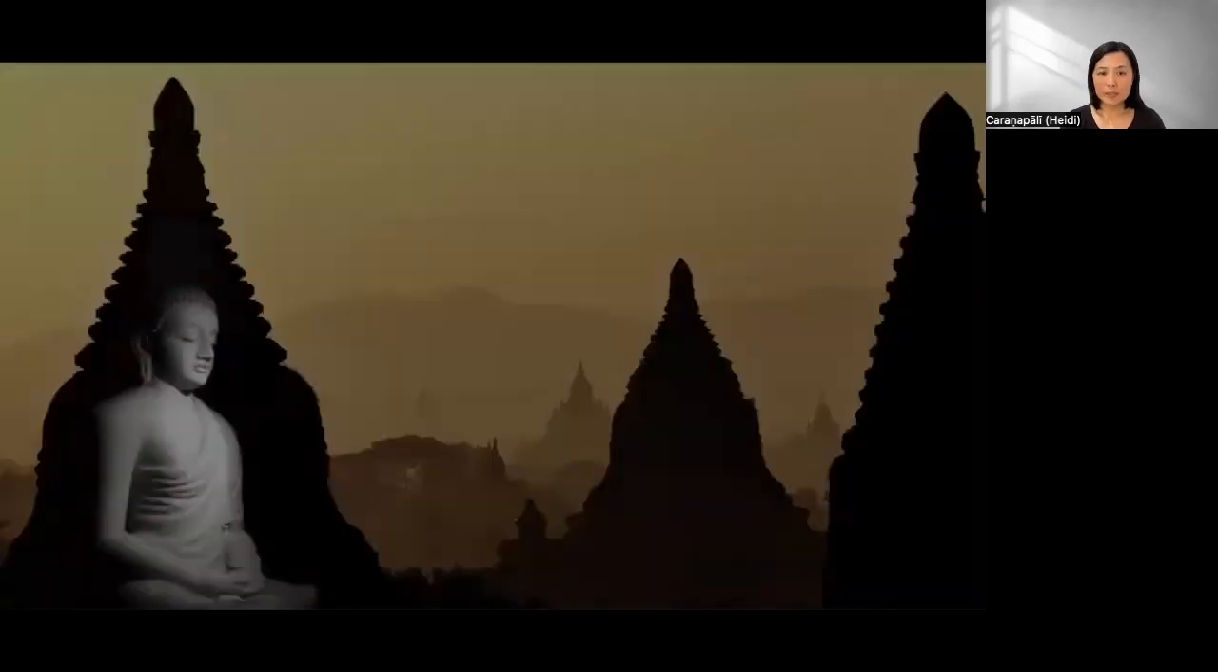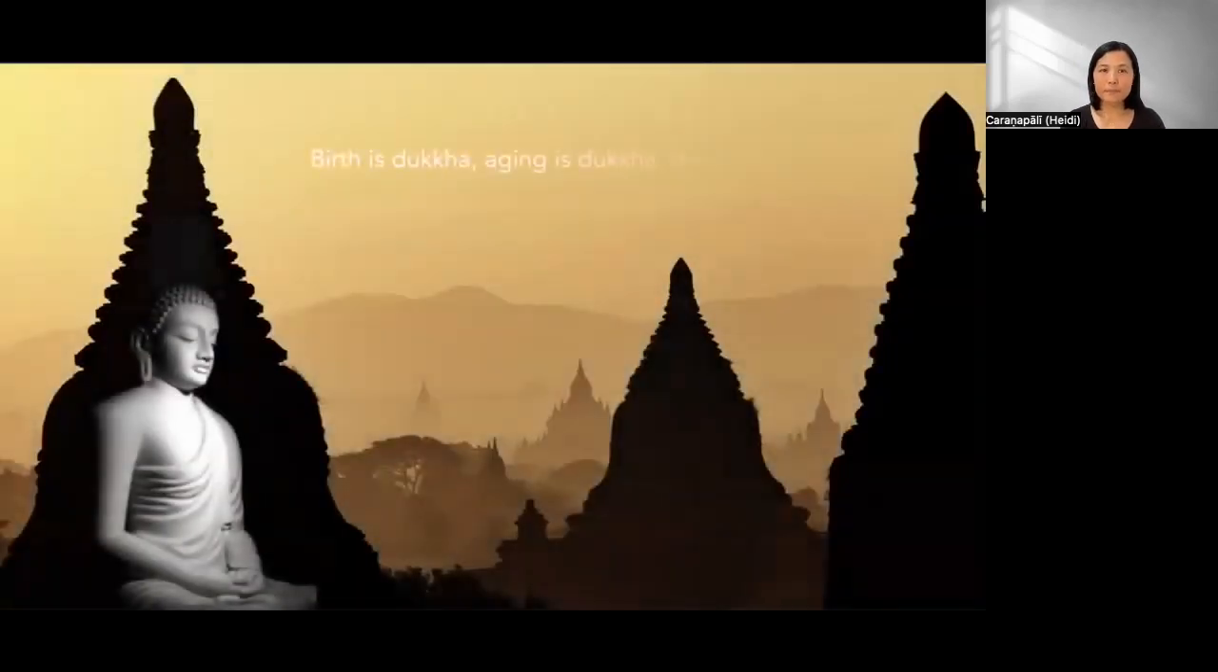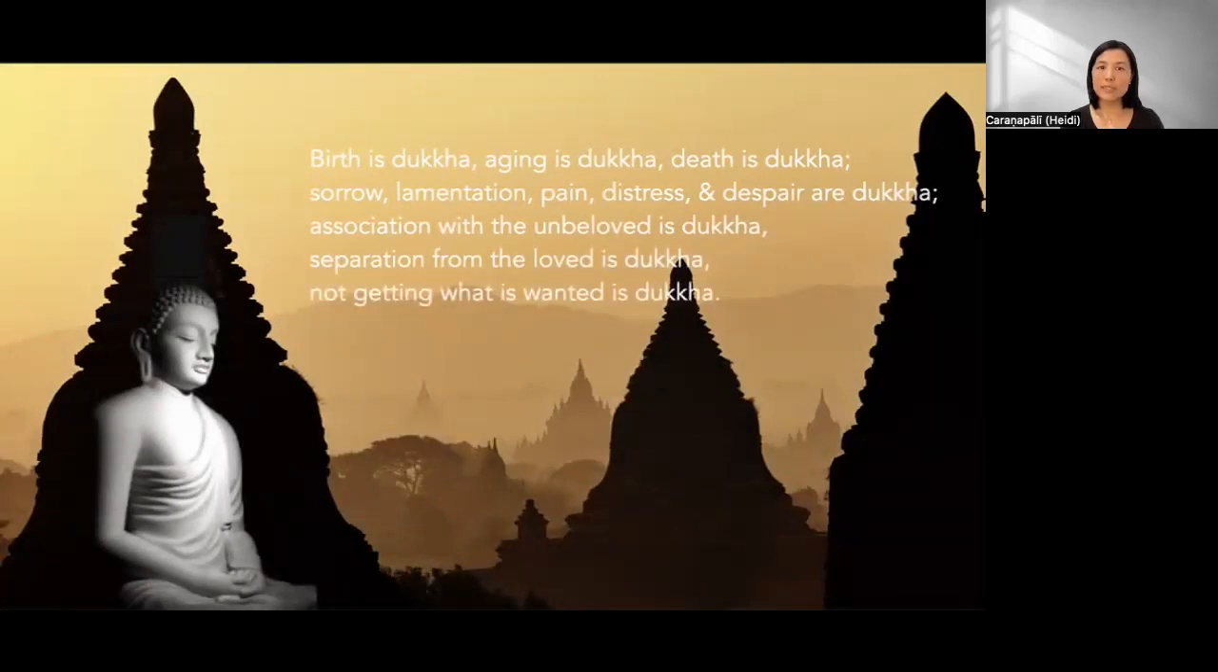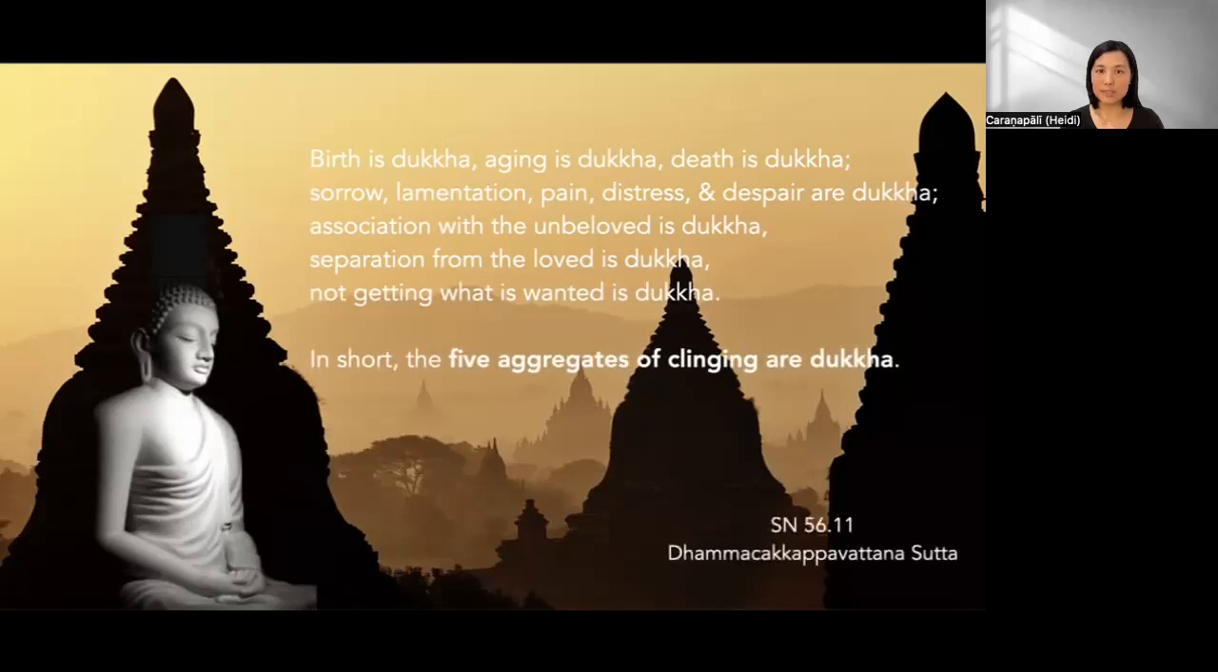Okay, so let's take a look at the sutta itself. The Buddha said, birth is dukkha, aging is dukkha, death is dukkha, sorrow, lamentation, pain, distress, and despair are dukkha. Association with the unbeloved is dukkha. Separation from the loved is dukkha. Not getting what is wanted is dukkha. In short, the 5 aggregates of clinging are dukkha.